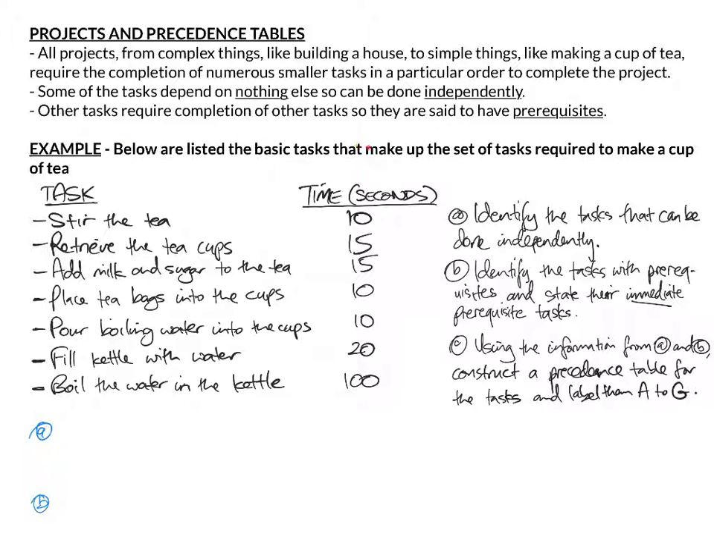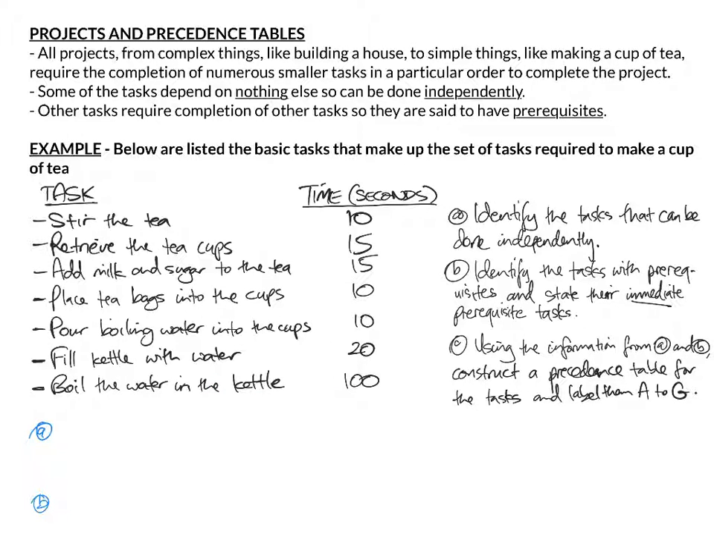Below are listed the basic tasks that make up the set of tasks required to make a cup of tea. So our project is making a cup of tea. It's made up of a set of tasks, and we've broken it down into those basic tasks. So we've got stirring the tea, approximately 10 seconds; retrieving the teacups, 15 seconds; adding milk and sugar to the tea, 15 seconds; place the tea bags into the cups, 10; pour boiling water in the cups, 10; fill the kettle with water, 20; boil the water in the kettle, 100.